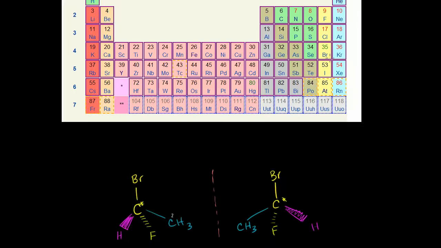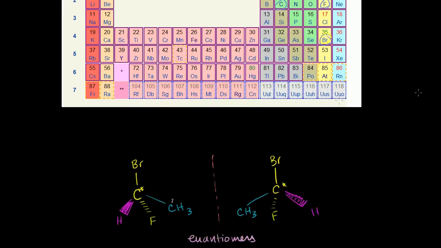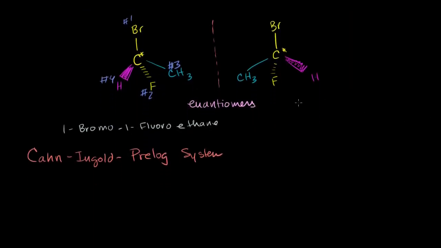Well, you see bromine is over here. Let me do this in a darker color. We have bromine at 35. We have fluorine at 9. We have carbon at 6. And then we have hydrogen at 1. So of all of these, bromine is the largest. We'll just call this number 1. Then after that, we have fluorine. That is number 2. Number 3 is the carbon. And then hydrogen is the smallest. So that is number 4.